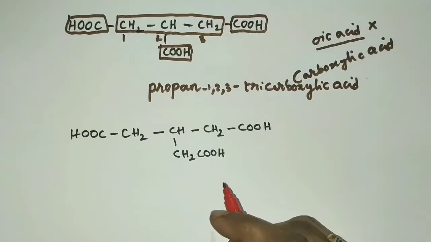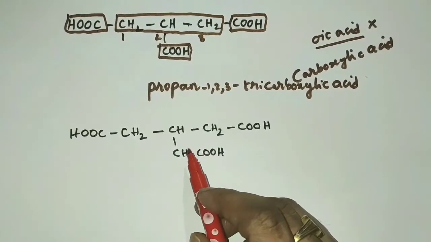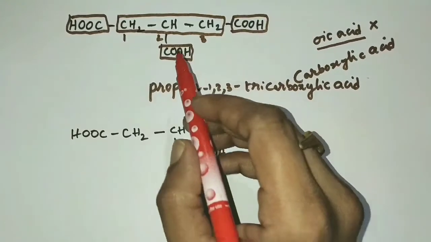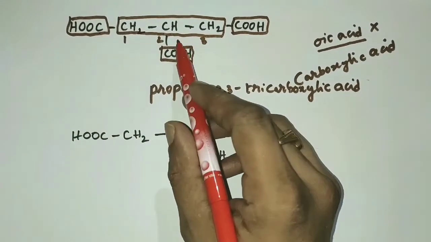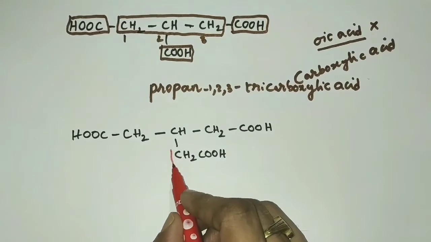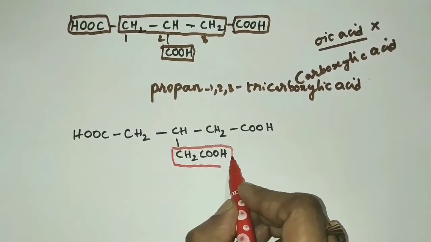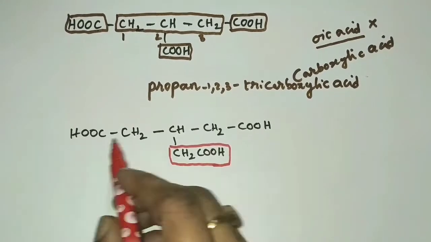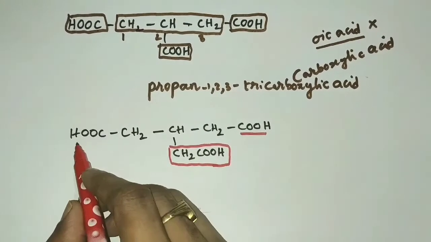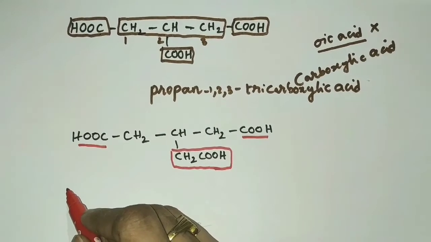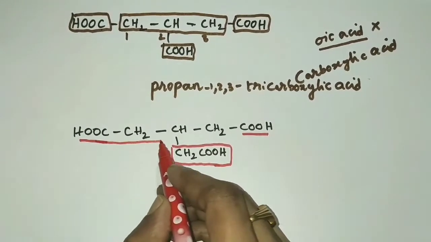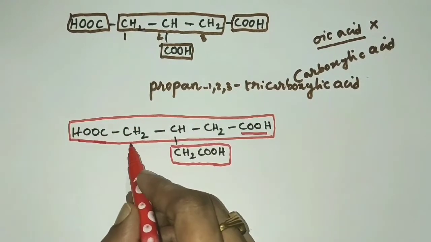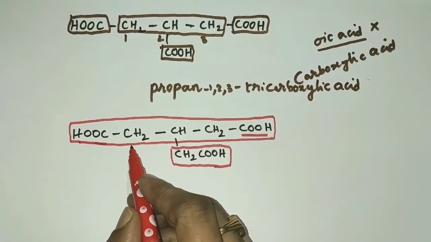Now we will see how to give the IUPAC name for this compound. In place of COOH in the previous example, now we have CH2COOH. It is not the same as the other two carboxylic acid groups present in this longest carbon chain. This is the longest carbon chain of the molecule, and the IUPAC name of this compound can be given like in the first example.